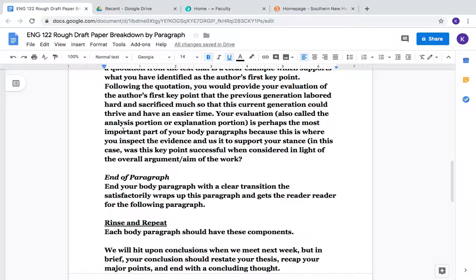And then you're going to end the paragraph with a clear transition that satisfactorily wraps up this paragraph and gets the reader ready for the following paragraph.